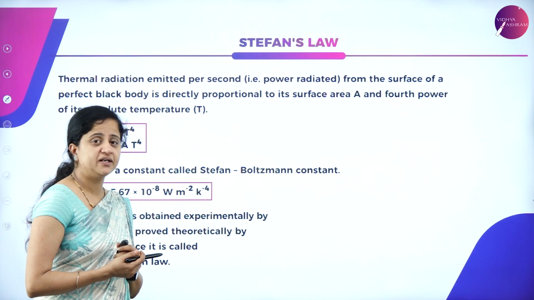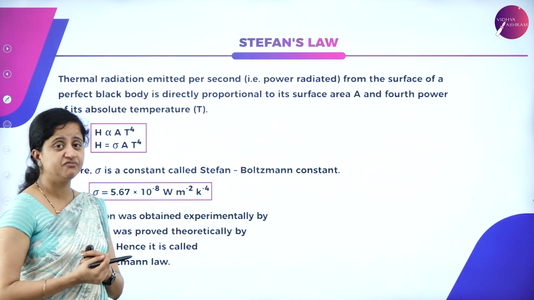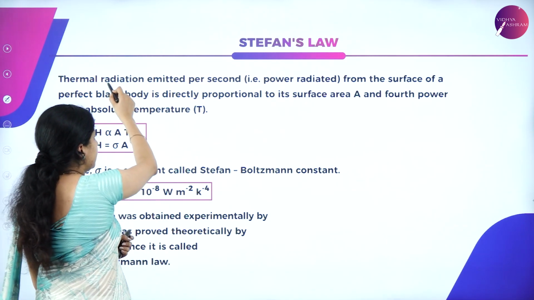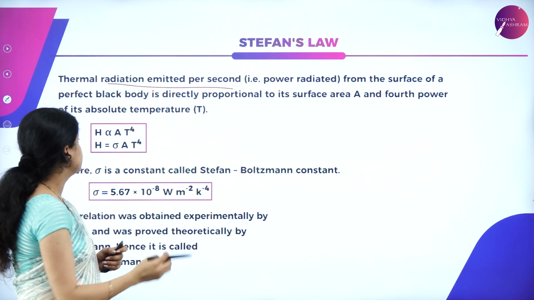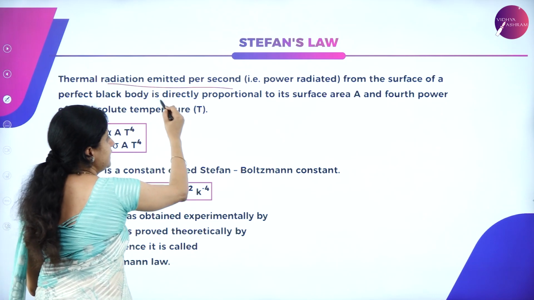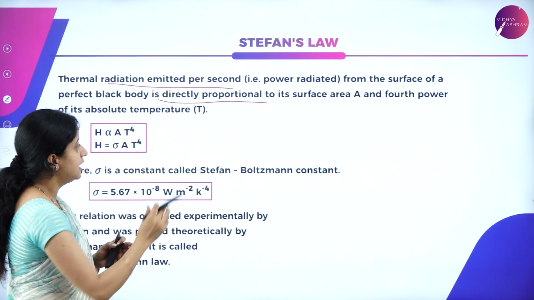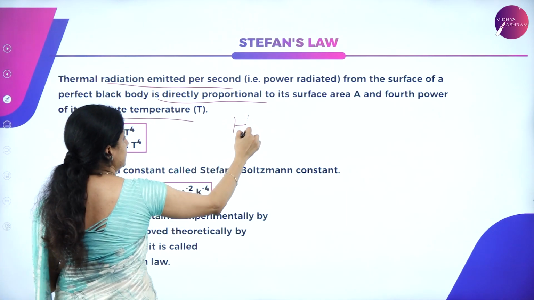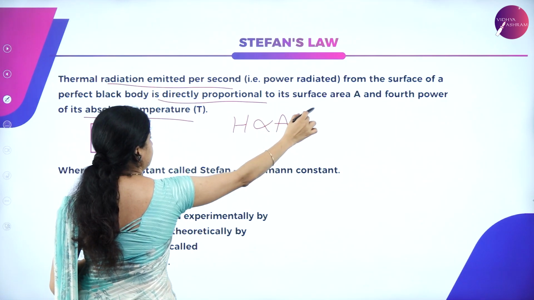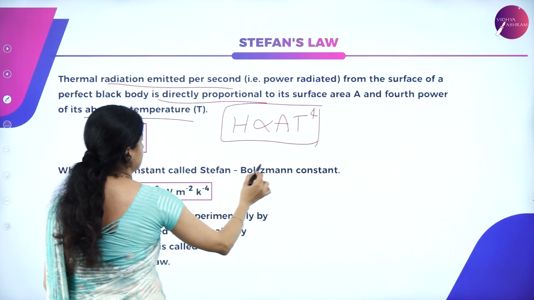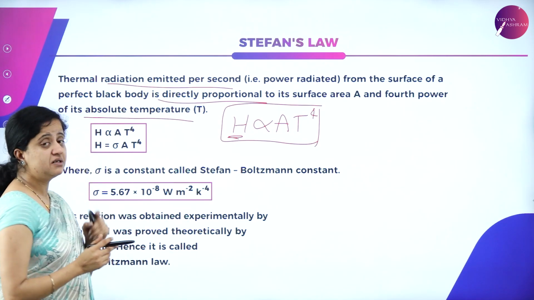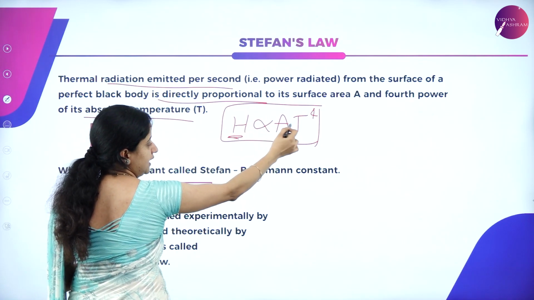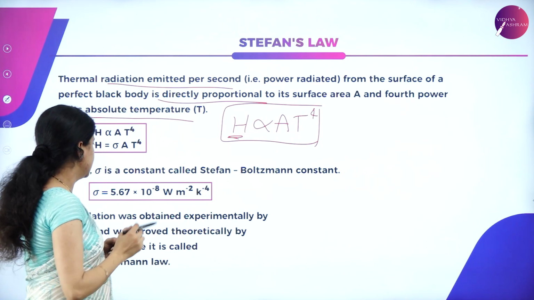Next we have another law for understanding the concept of radiation, that is Stefan's law. What does this law state? Stefan's law states that the thermal radiation emitted per second from the surface of a perfect black body is directly proportional to its surface area and the fourth power of its absolute temperature. So H is directly proportional to area and the fourth power of absolute temperature. H is the thermal radiation emitted per second from the surface.